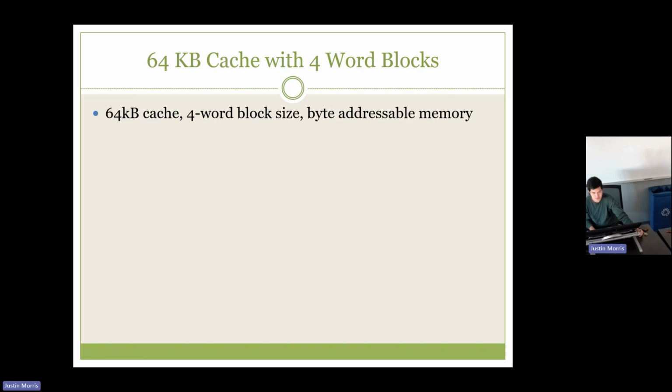I don't think that's quite the first step. So we have 64 kilobytes of cache. We're trying to figure out how many blocks we have to begin with. So we have a 4-word block size, right? And we have a 64 kilobyte cache. 64 kilobytes is 2 to the 16, 4.